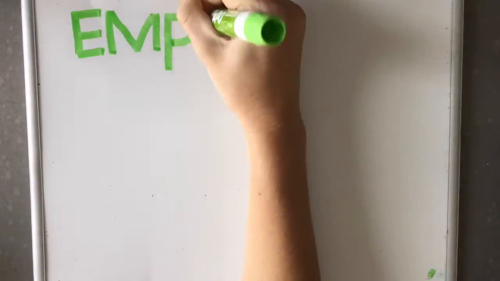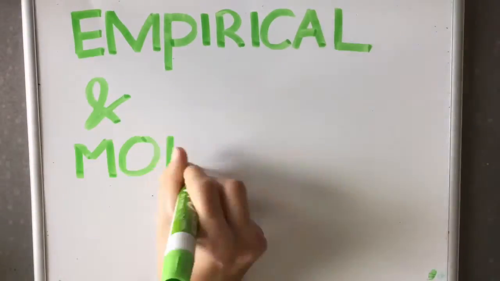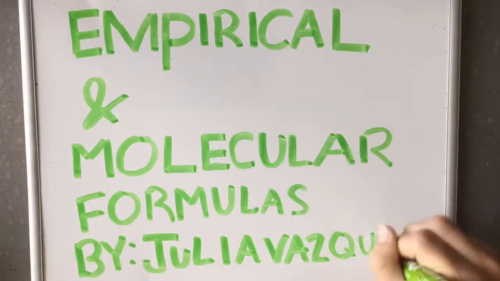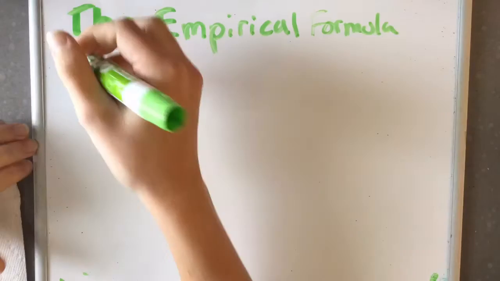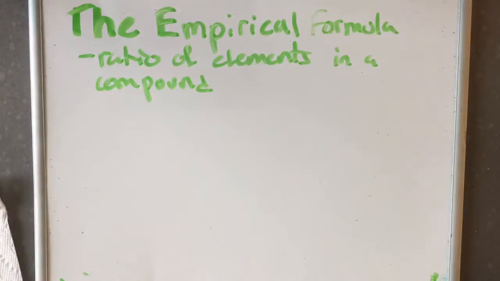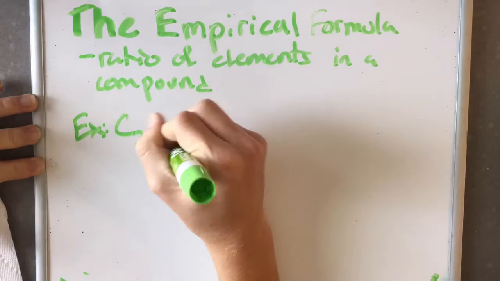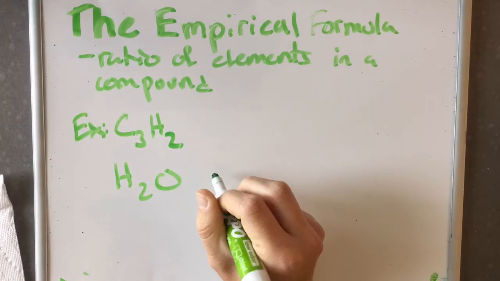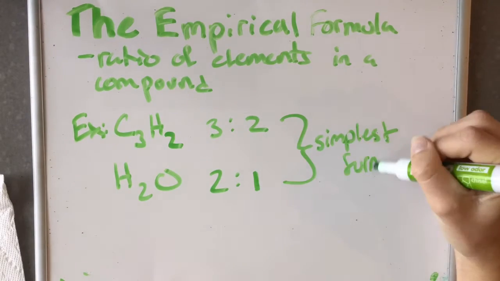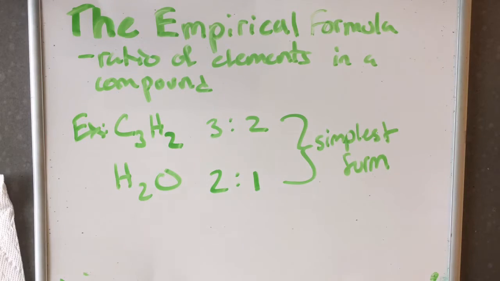Hello everyone! Today we are going to be talking about empirical and molecular formulas. The empirical formula is the simplest atomic ratio between the elements in a compound. It does not necessarily represent the actual numbers of the atoms present in the molecule, but just the ratio between those numbers. Just like C3H2 in a water molecule, they can't be simplified any further.